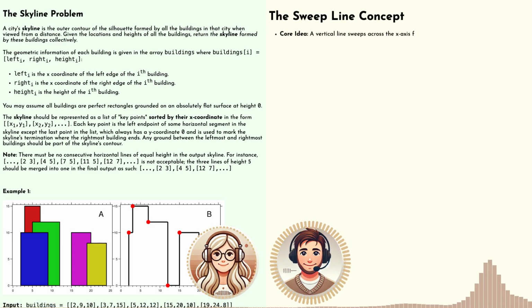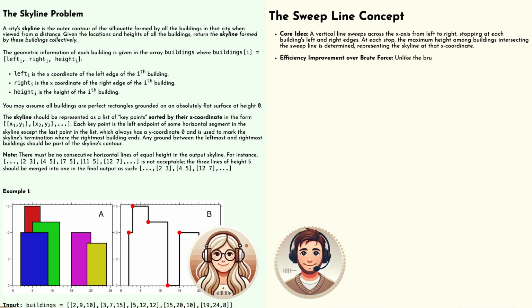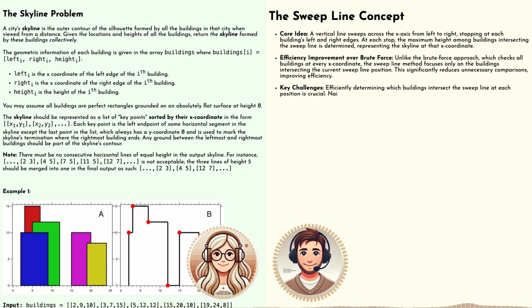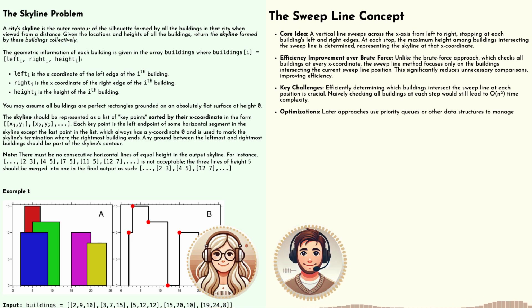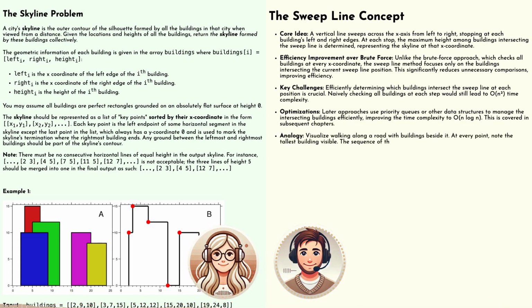So if I were to try a brute force approach, where would I even begin? Well, you could start by figuring out all the unique x-coordinates where building edges occur. That would give you a set of all the possible points for your skyline. Okay, so I've got all those points. Then for each of those x-coordinates, I'd have to figure out what the tallest building at that point is. Does that mean I'm checking every single building? Pretty much, yeah. You'd be scanning through your list of buildings, seeing which ones overlap that x-coordinate, and then you just keep track of what the maximum height is.